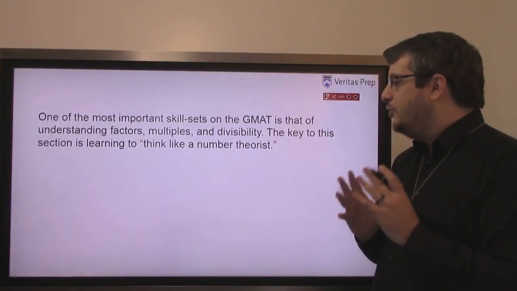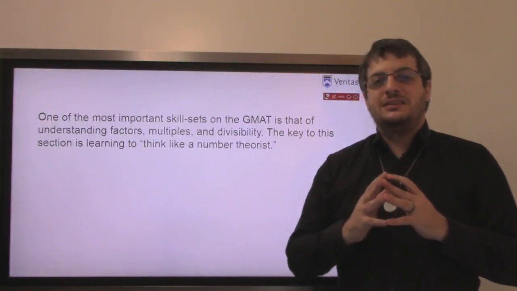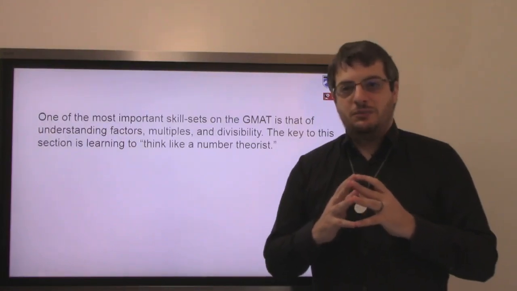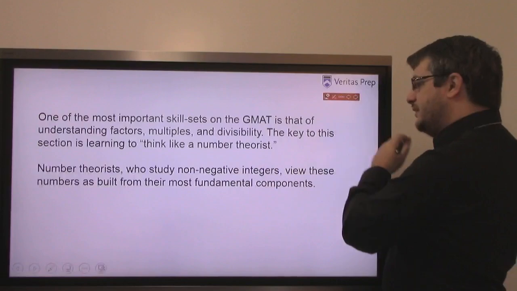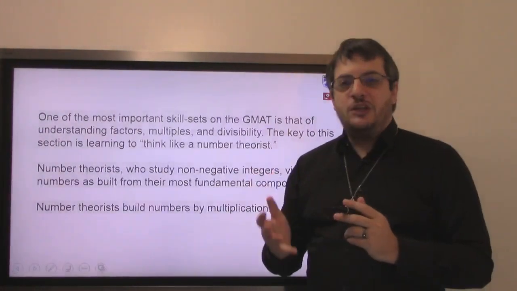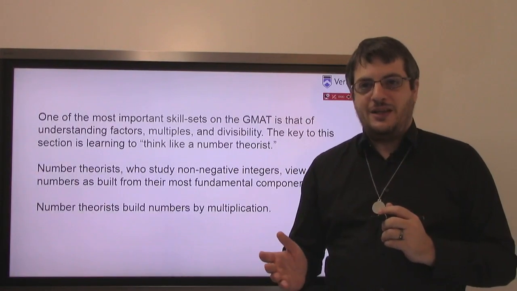So, how do number theorists think about numbers? Well, number theorists see numbers as built out of their most fundamental constituent parts. And when number theorists build their numbers, they do that by multiplication. So one of the fundamental principles of number theory is that number theorists multiply.